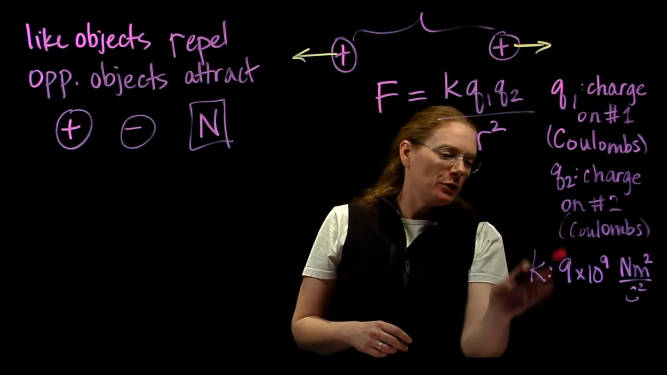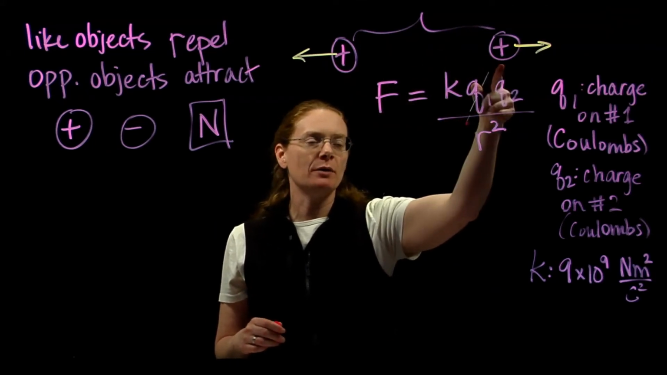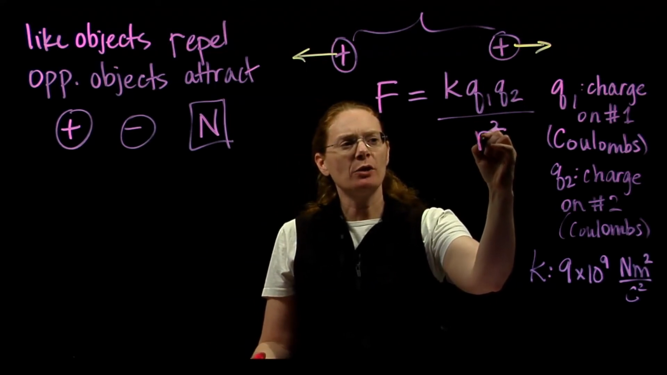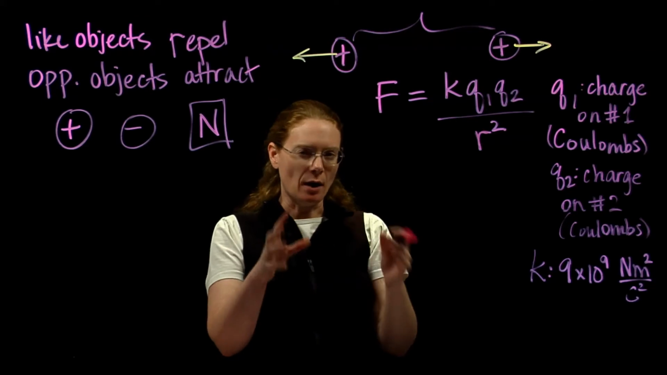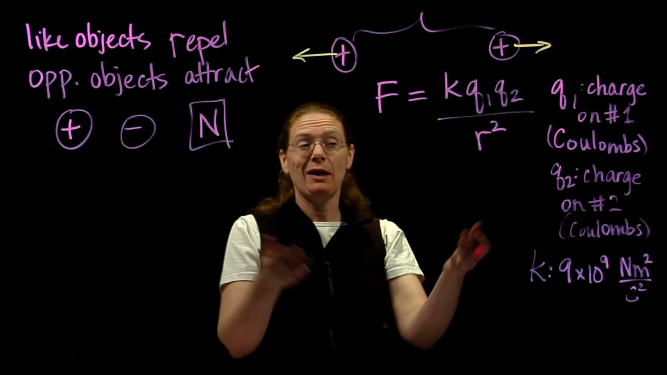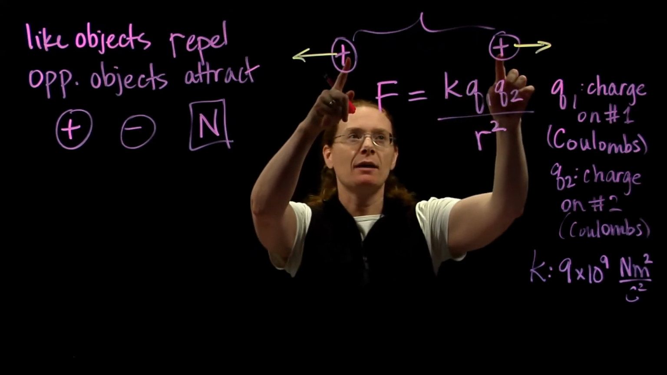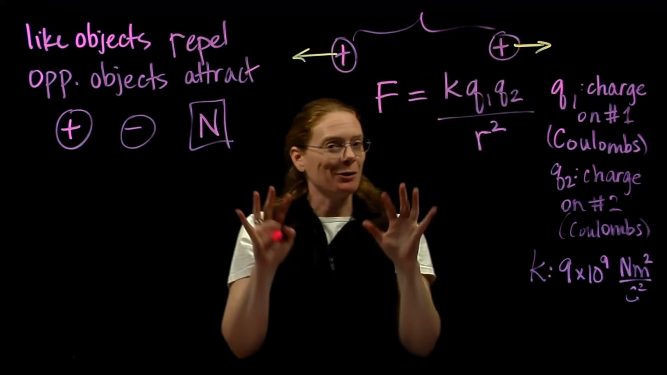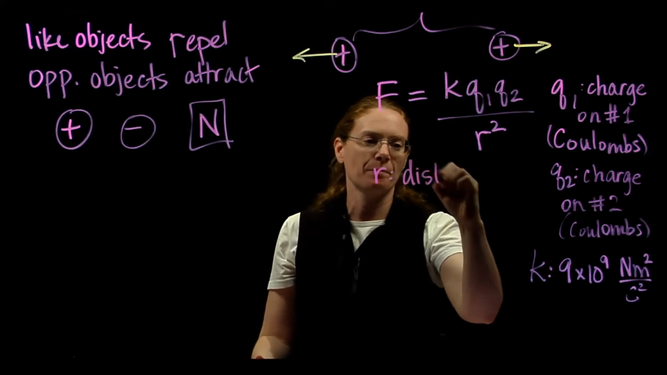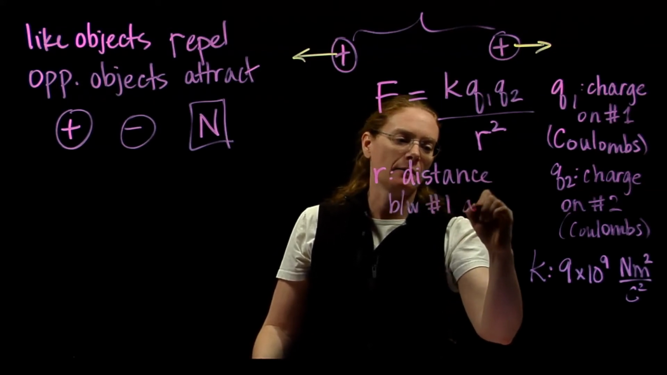So we've got Q1, Q2, K, and R is one of the sneaky things. Typically when we talk about distances, we might call it D or X. But here we're talking about R. And if you think about R in terms of distances, what pops into your head? Maybe radius? And this actually is talking about a radius. But it's not talking about a radius as though this were a circle. It's talking about a different radius. This R is the distance between the two objects. So distance between object number 1 and object number 2.